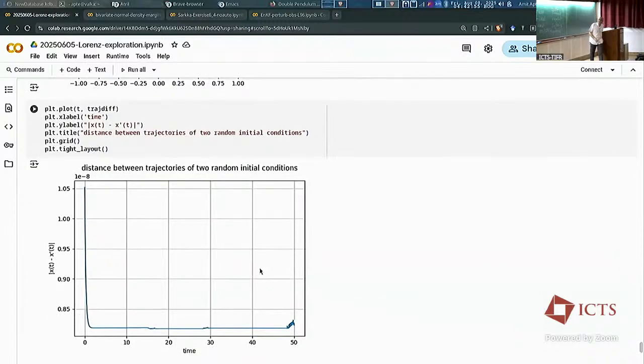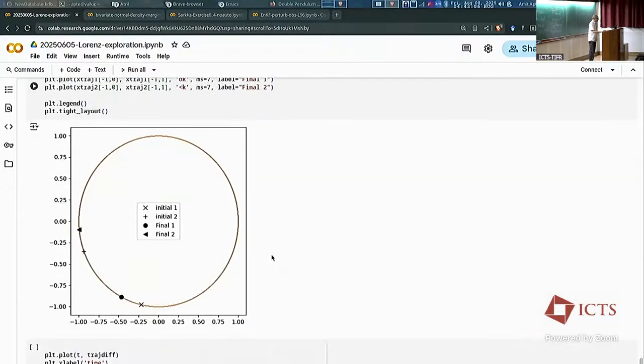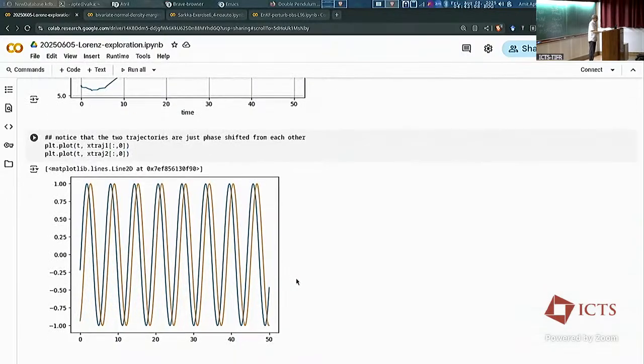Well, actually in this case, I started with a difference of 10 to the minus 8, it remains order 10 to the minus 8, and that never changes, because the solutions, if you plot, are simply phase shifted versions of each other. Do I have that plot somewhere? I don't know if I have, sorry. Yeah, so it's just phase shifted, the distance really doesn't change, and so on and so forth. So that's what happens for non-chaotic systems.